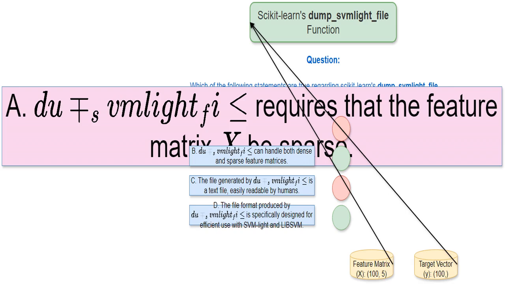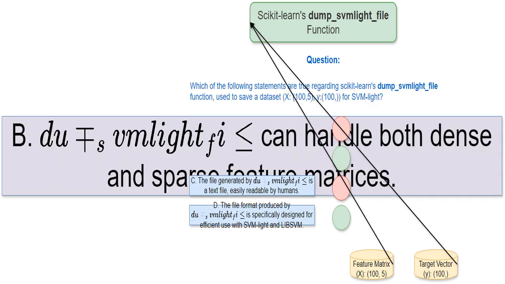dump_svmlight_file is actually pretty flexible. It can handle both sparse and dense matrices. Sparse means the matrix has lots of zeros. Dense means most of the entries are non-zero. This is absolutely correct. That's right.